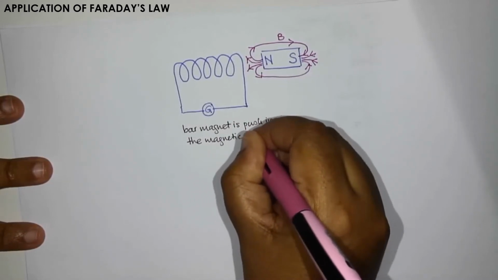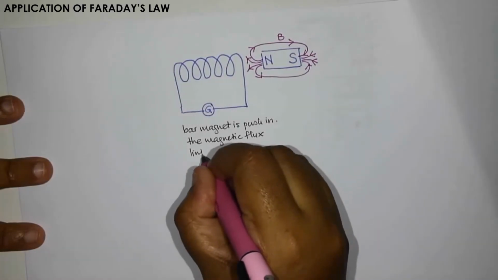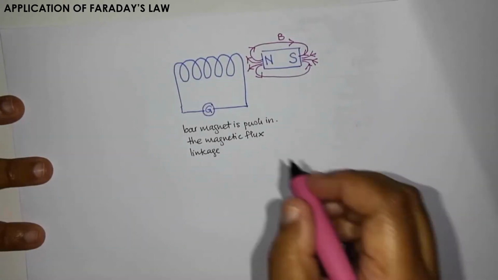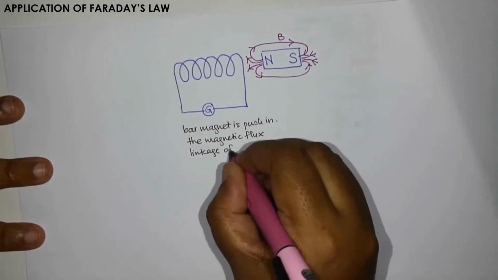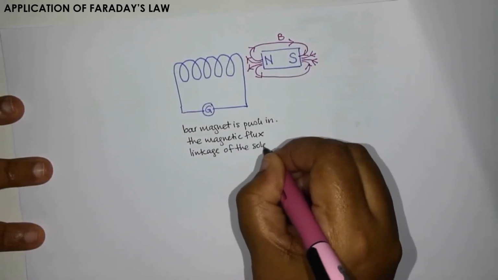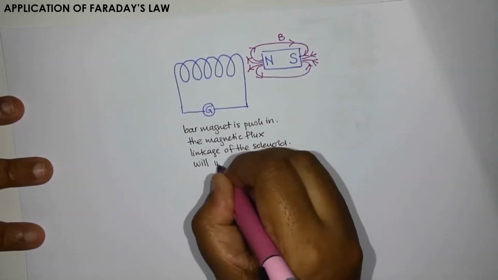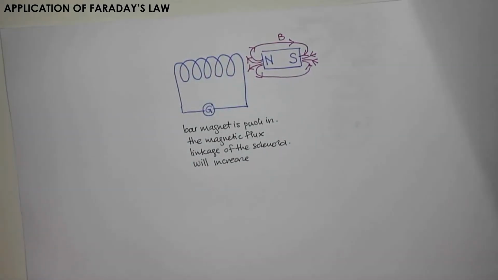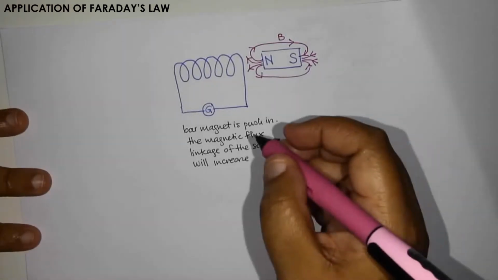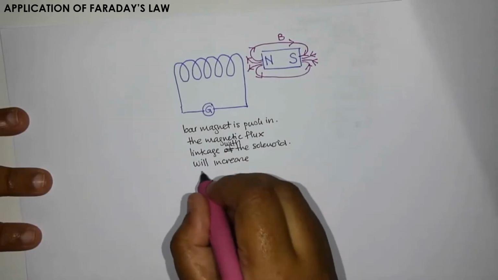linkage, I use the word linkage because it is N turns of coil. So the magnetic flux linkage of the solenoid will increase. Agree? The magnetic flux linked with the solenoid, I prefer to use the word with the solenoid, will increase.